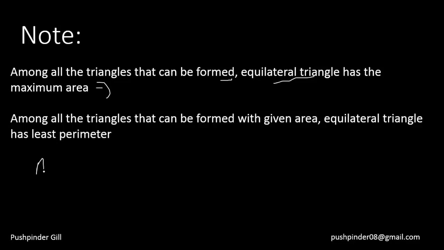Let's suppose I say the area of a triangle is 16 centimeter squares. Or let's say 16 root 3 centimeter squares, just to make my life easy. What is the least perimeter that I can get out of it? I know that the least perimeter given the area is an equilateral triangle. So I'd say this is equal to root 3 by 4 side square, and I can get the side and I can get the perimeter of the triangle.